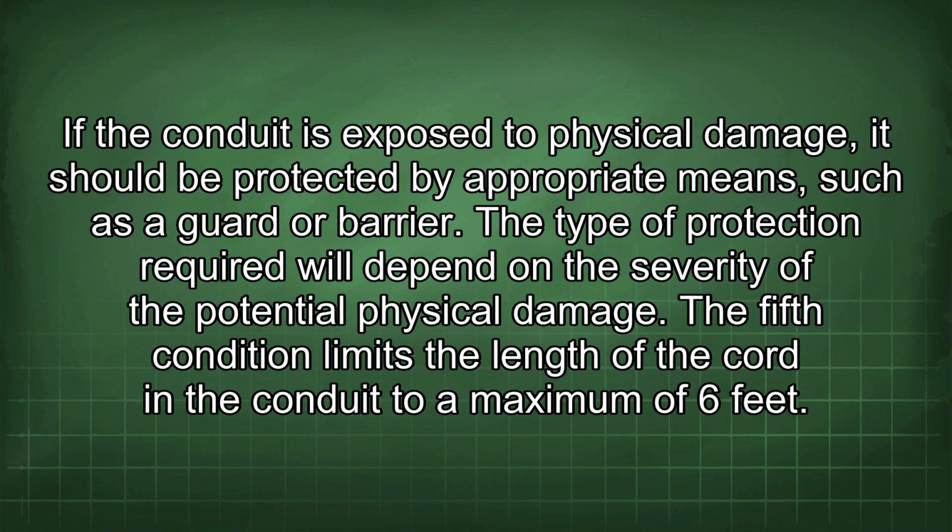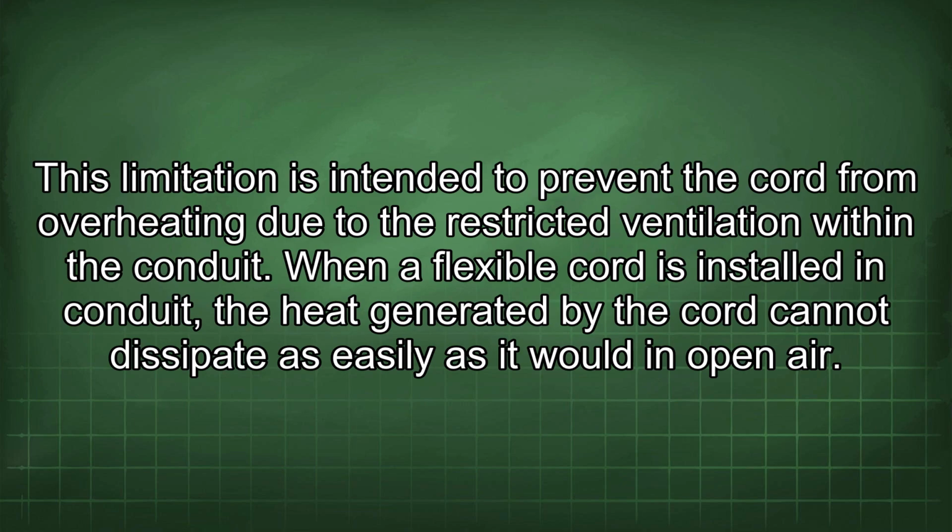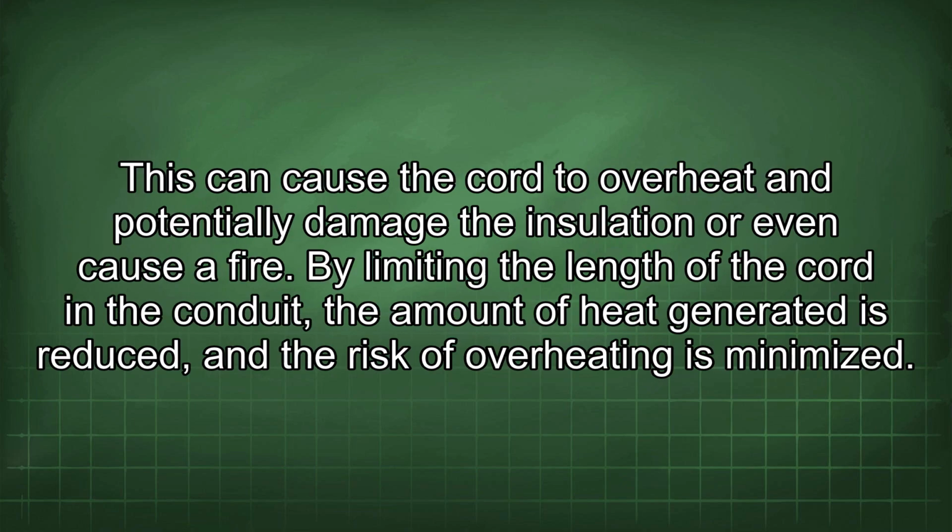The fifth condition limits the length of the cord in the conduit to a maximum of 6 feet. This limitation is intended to prevent the cord from overheating due to the restricted ventilation within the conduit. When a flexible cord is installed in conduit, the heat generated by the cord cannot dissipate as easily as it would in open air. This can cause the cord to overheat and potentially damage the insulation or even cause a fire. By limiting the length of the cord in the conduit, the amount of heat generated is reduced, and the risk of overheating is minimized.